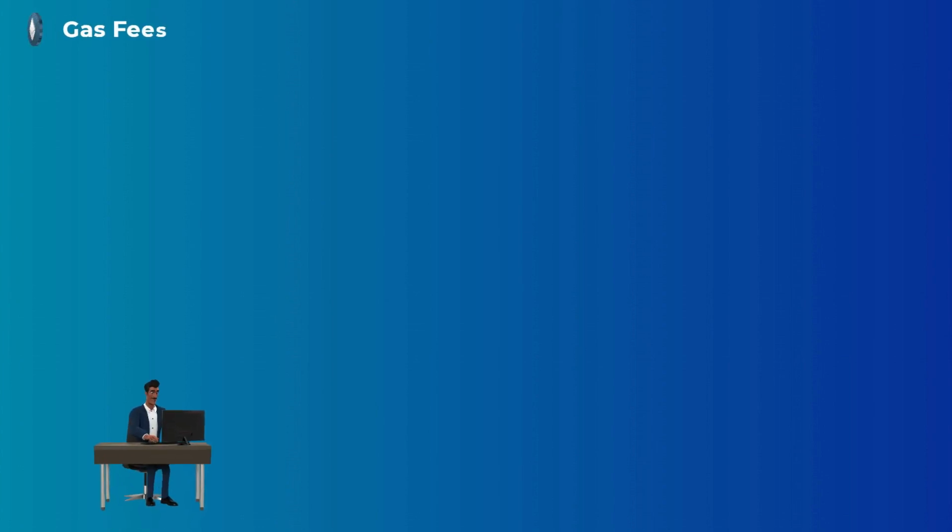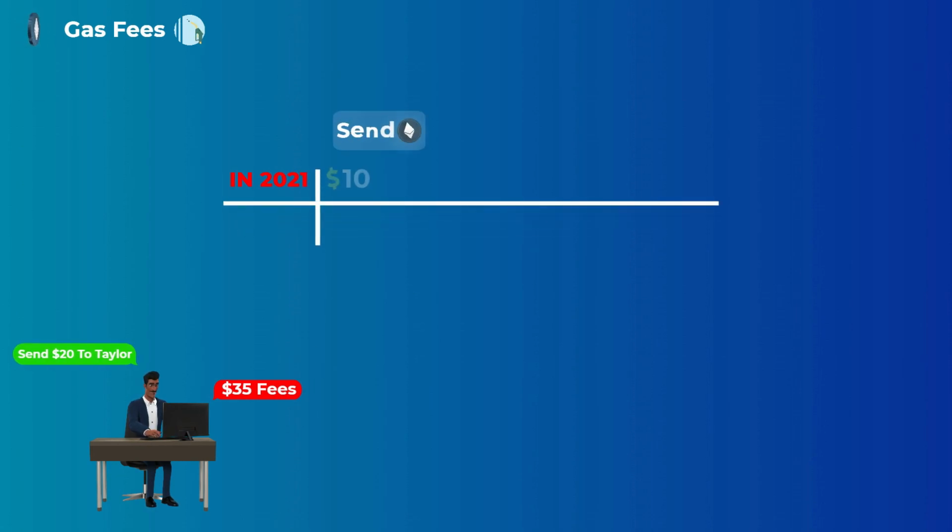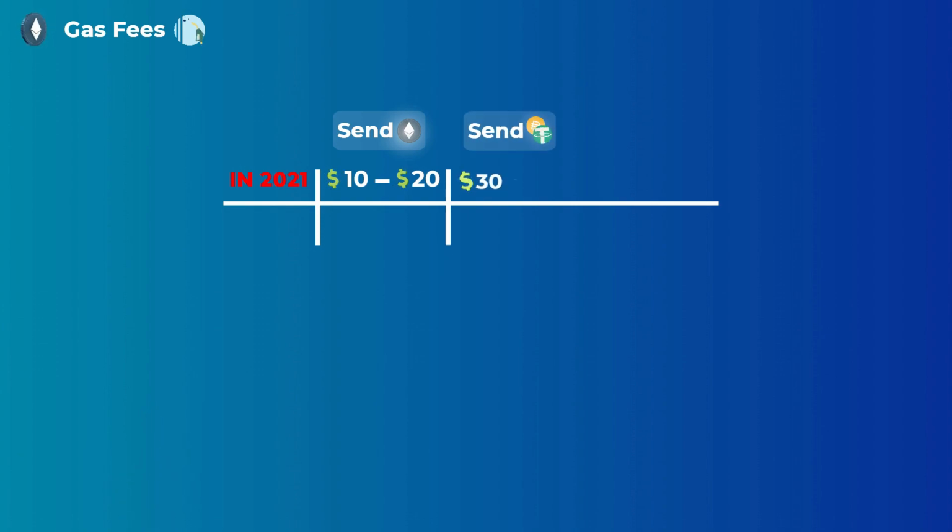You probably have seen or heard about the insane Ethereum gas fees in 2021. At that time, you needed to pay on average from $10 to $20 to send some Ethereum to a friend, from $30 to $40 to send some ERC20 tokens like DAI and Tether, and sometimes up to $100 to swap some tokens on Uniswap.